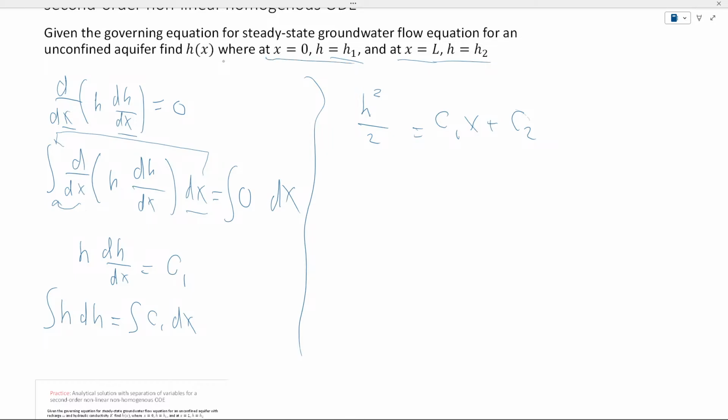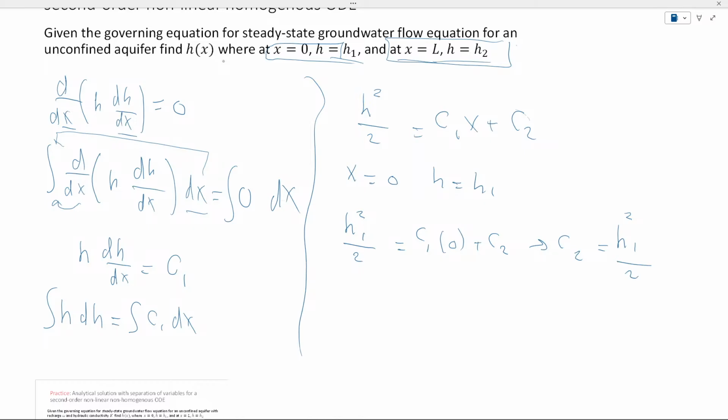Okay, now I have some boundary conditions. So this is my first boundary condition. This is my second boundary condition. In my first boundary condition, x is equal to 0 and I get h is equal to h1. So can I do this? Yes. I have here h1 squared over 2, and that's equal to c1 times 0 plus c2. So from this I get c2 is equal to h1 squared over 2. Yeah, that's what I got.